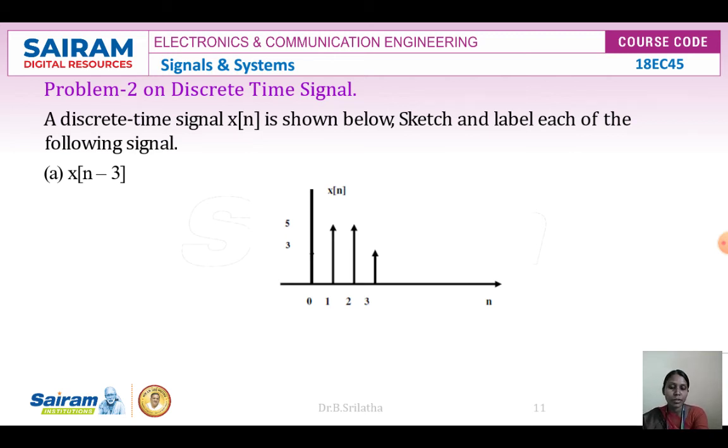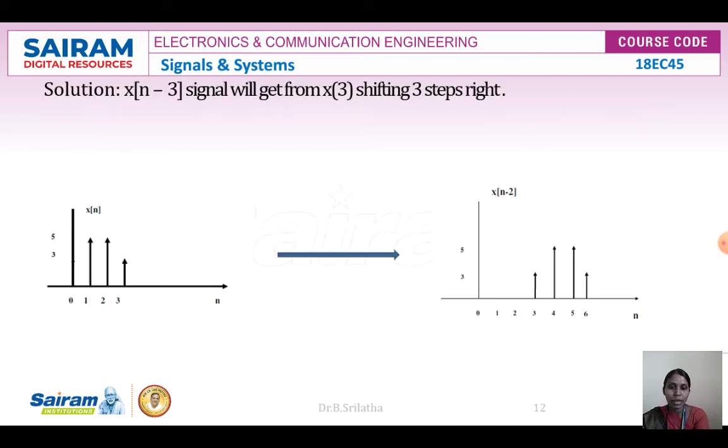What is the difference between the previous one and this one? The previous problem was x of n minus 2. So here n minus 3, t naught is also a positive value, and instead of 2 here we have 3. So how many steps? It is the right hand side by 3 steps. So here 0 plus 3. Each and every value I am going to solve.